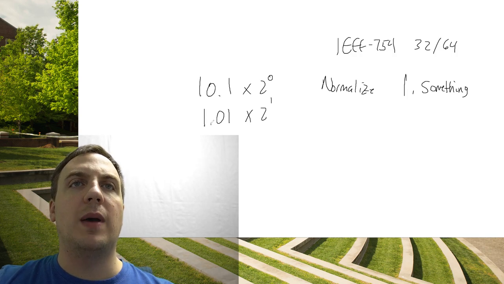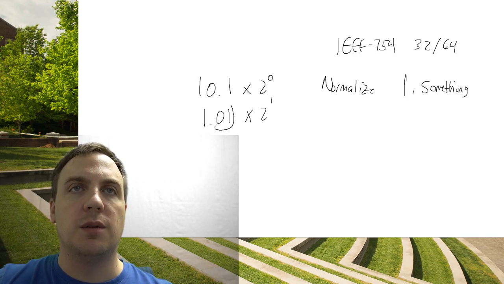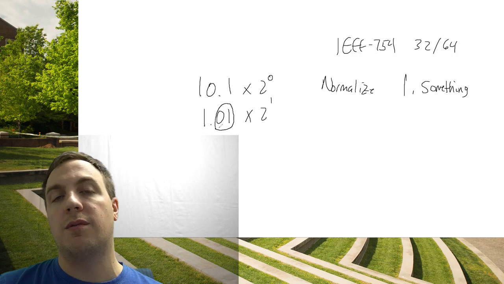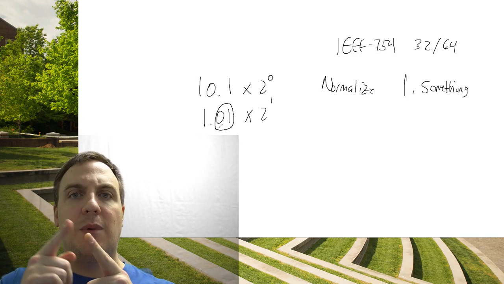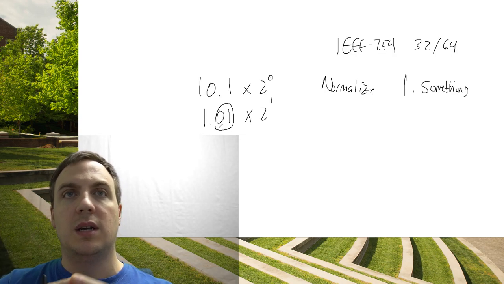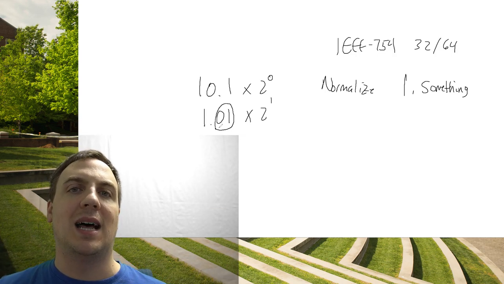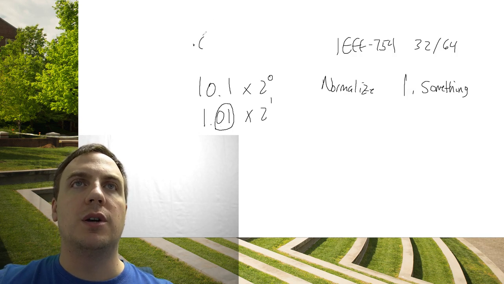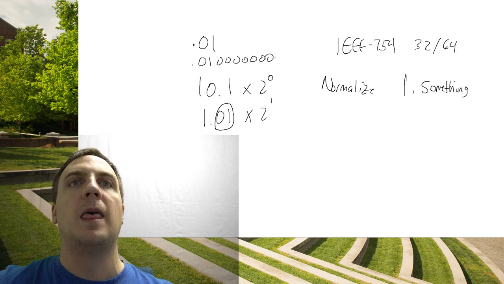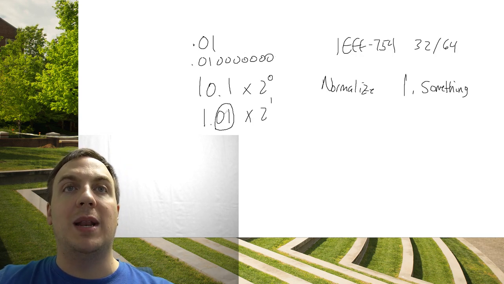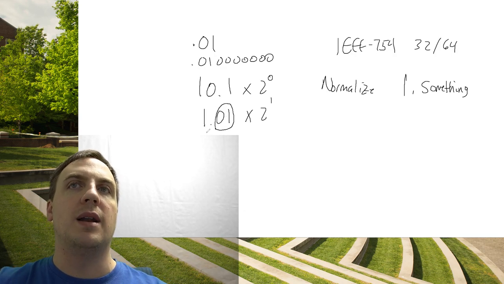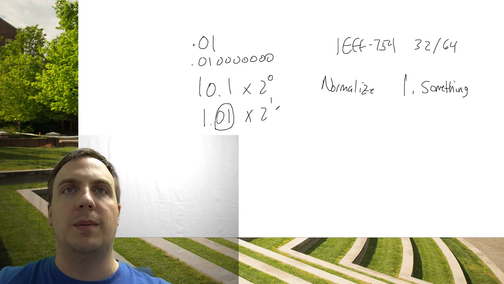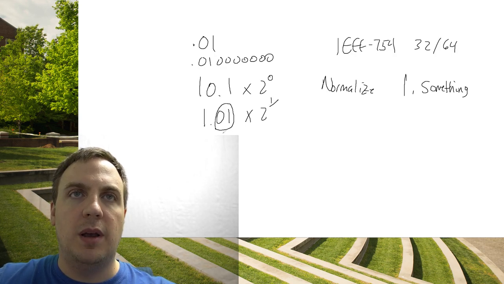Now this value is going to be our fractional portion right here. Remember, we have 23 bits to store the fraction. To pad this out, remember, anytime we add a zero to the right of the decimal place, it does not affect the magnitude. So 0.01 is the same thing as 0.01000000. We have 23 bits, so we need 21 additional zeros to pad this out to a 23-bit number. I'm not going to do that yet, but you'll see what it means. So here's our exponent, here's our fraction.